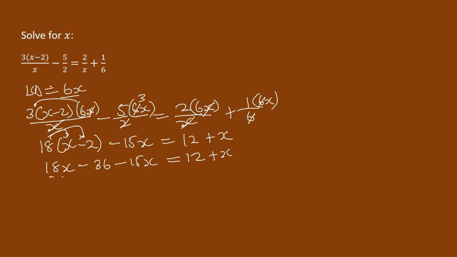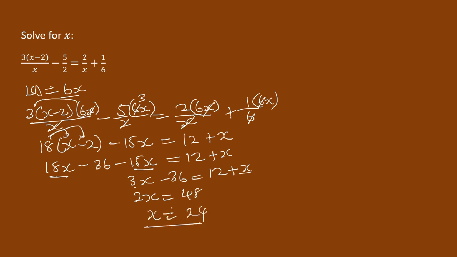Right, we can collect the like terms there. 18x minus 15x, this is 3x minus 36 is equal to 12 plus x. Subtract x from both sides, becomes 2x is equal to 12 plus 36 is 48, and x is equal to 24. Yes, x can be 24. That's the solution.